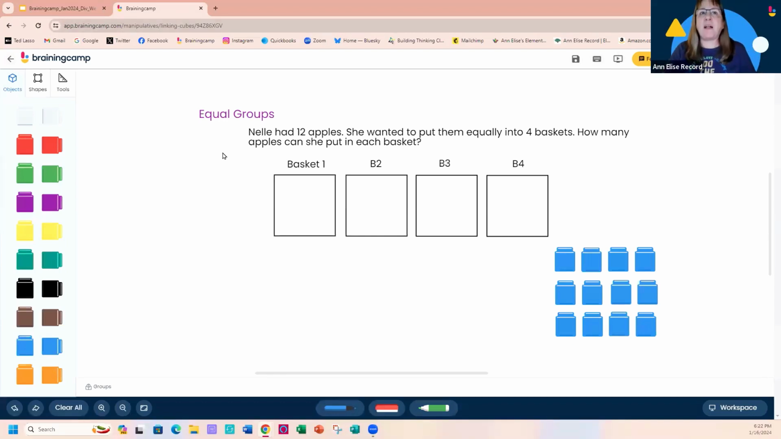So here's an example of Nell having 12 apples, and she wanted to put them equally into 4 baskets. How many apples can she put in each basket? Of course, crucial, we have the word equally sharing, right?